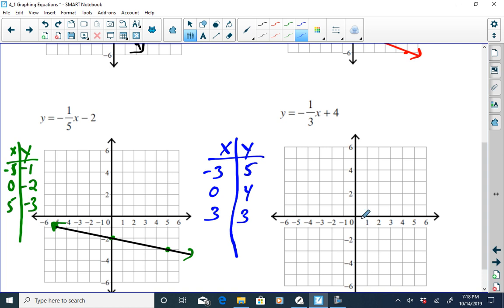All of those ordered pairs will fit on this coordinate plane. So we have -3, comma 5 is going to be up here, 0, comma 4 is here, 3, comma 3 is here. I get a nice collection of points in a straight path. We connect those points, and that's the graph for y is equal to -1/3 x plus 4.